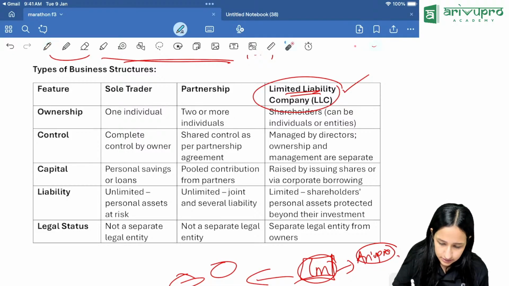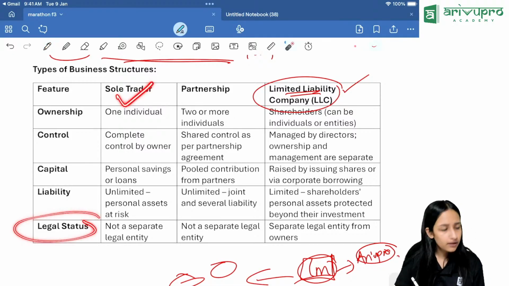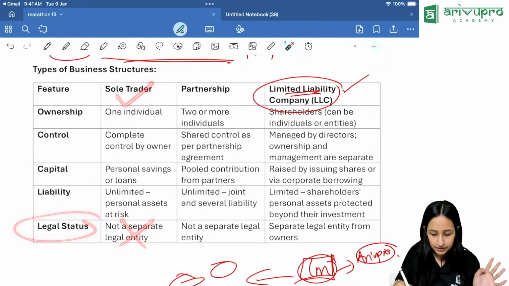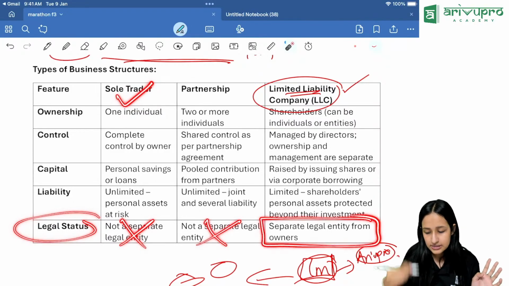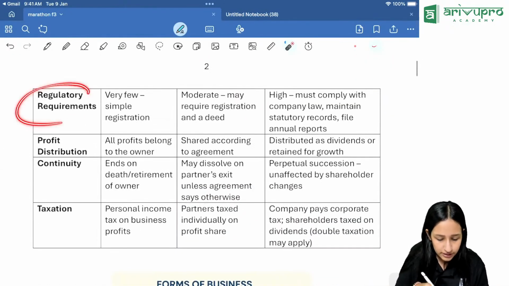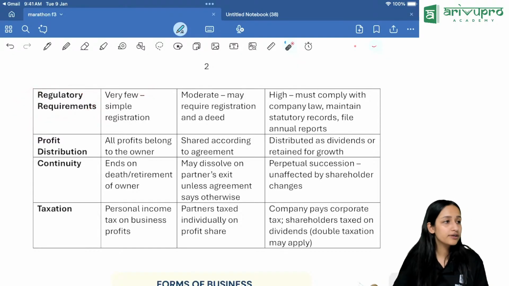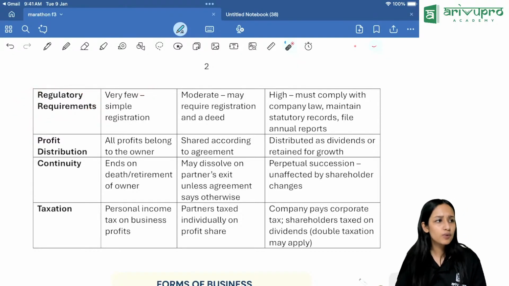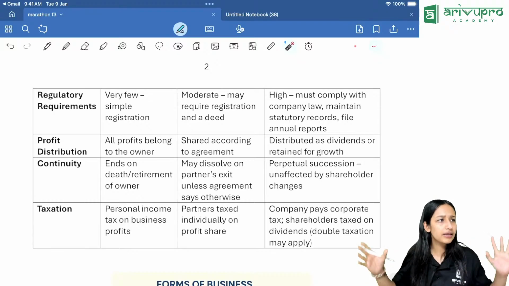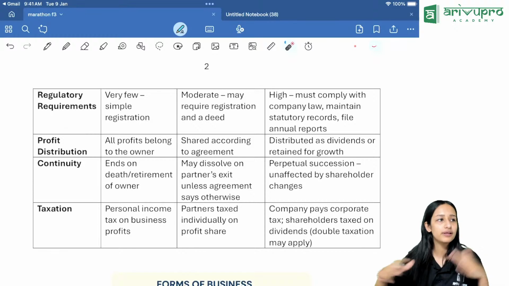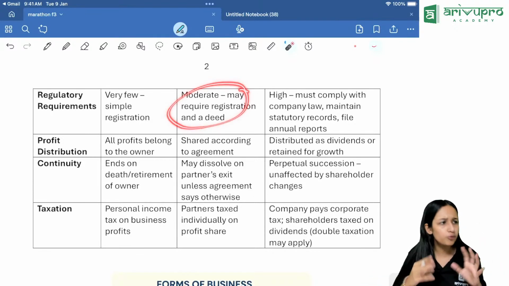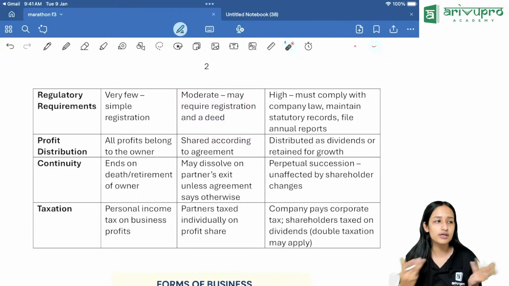Legal status. What is legal status? In sole trader and partnership, the owner and the company are the same thing. So that's why it's not a separate legal entity. The limited liability company is a separate legal entity from its owners. Got it? Regulatory requirement, very few regulatory requirements for sole trader. That's why people prefer it if there's one person opening the company. He can start the company, he can even open his house itself as a shop. Okay, sole proprietorship. But when it comes to partnership, two people have to do it, right? So there will be no trust amongst people like that.